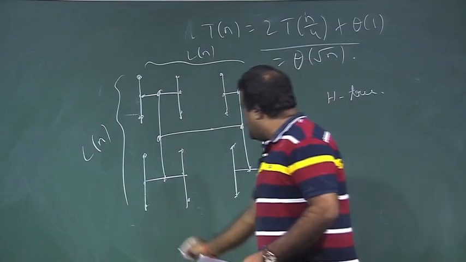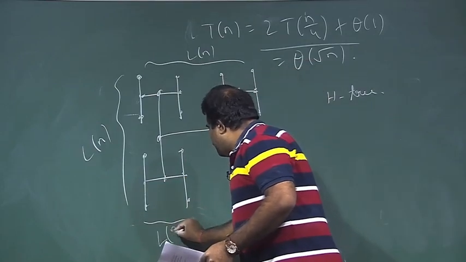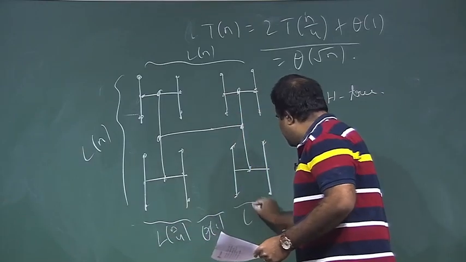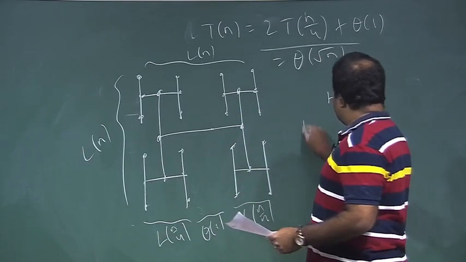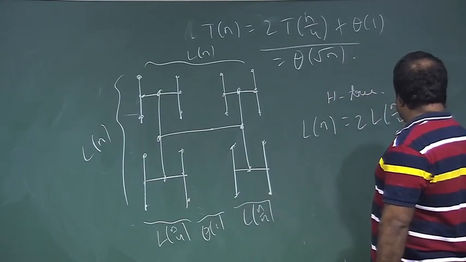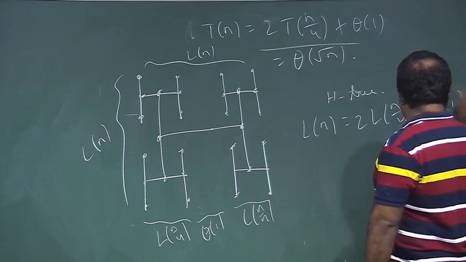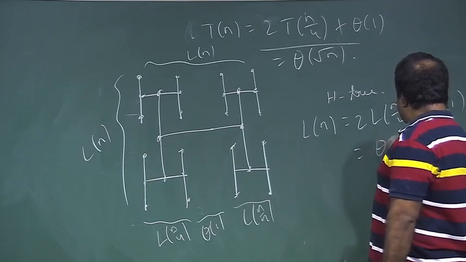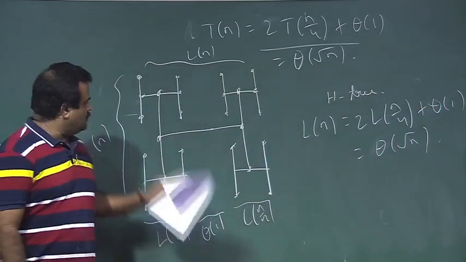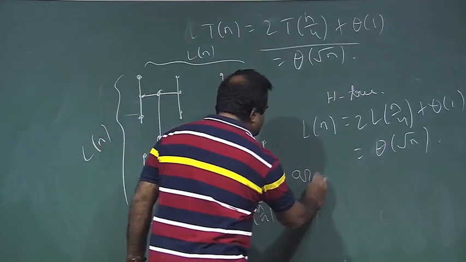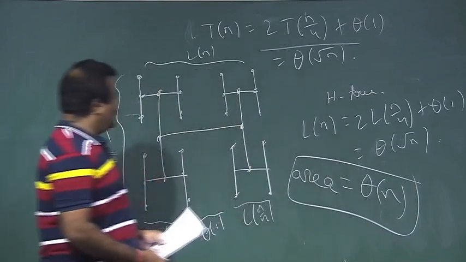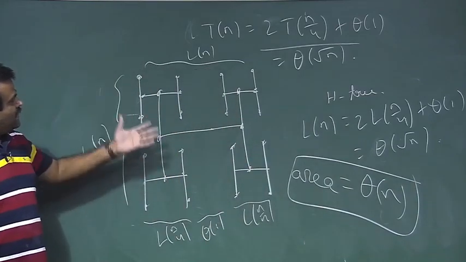Now, what is the area? So, this is L of n by 4, and this is theta of 1, and this is again L of n by 4. So, we have a recurrence for L like this: 2 of L of n by 4 plus theta of 1. This will give us a solution theta of root n. So, this is the one side length, and the area is basically the square of this, order of n. So, this is using the help of H type embedding.